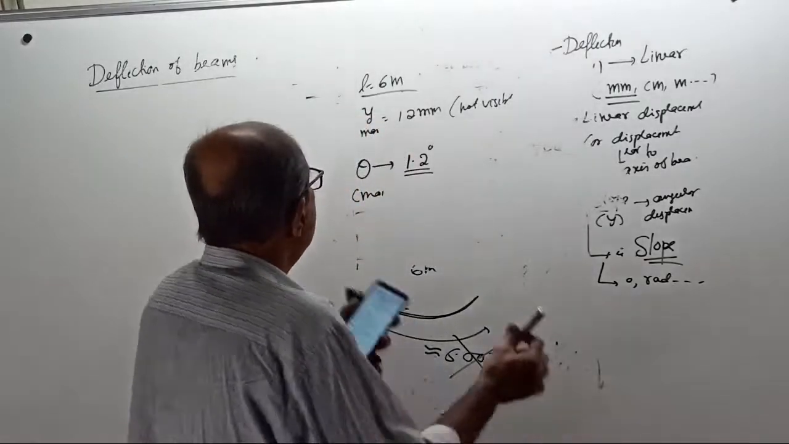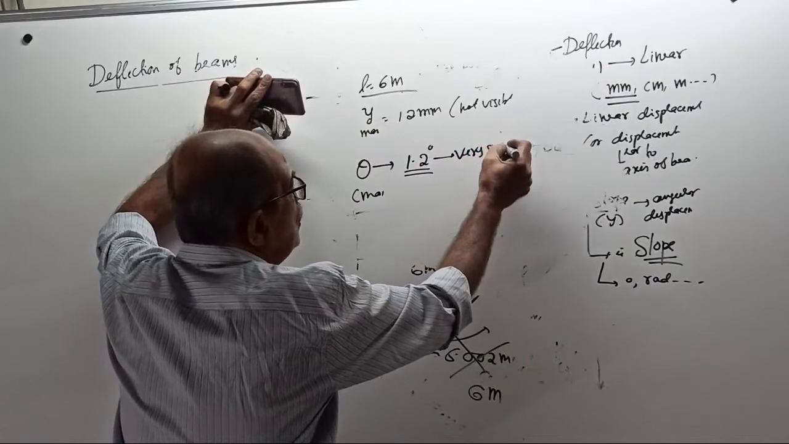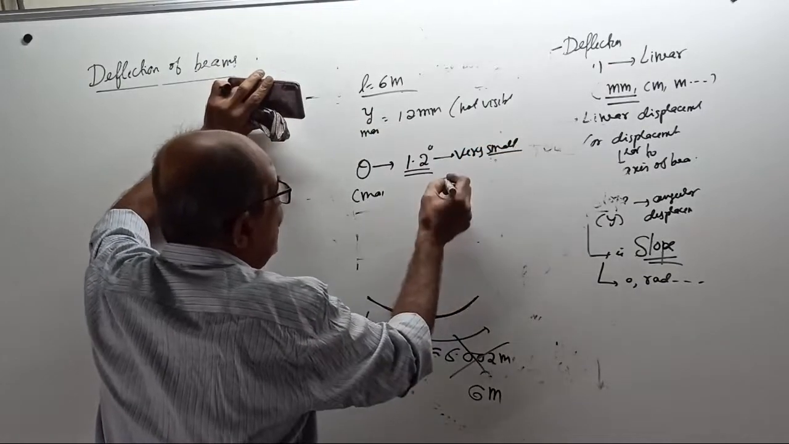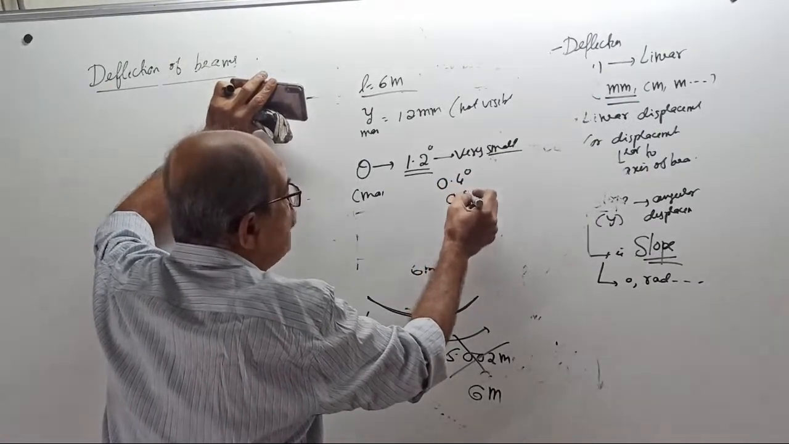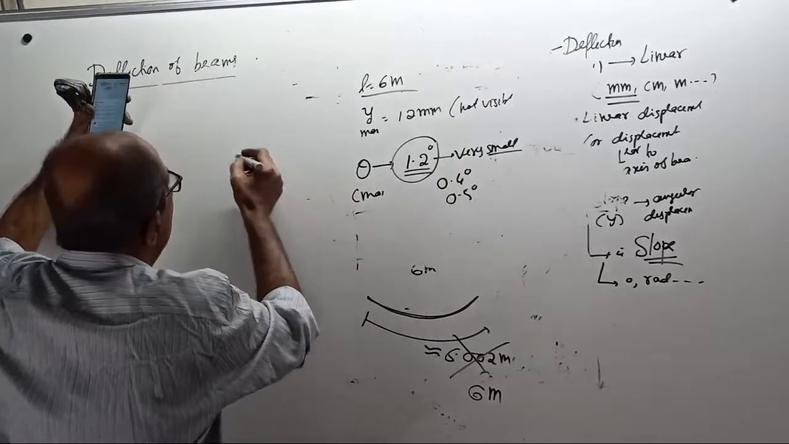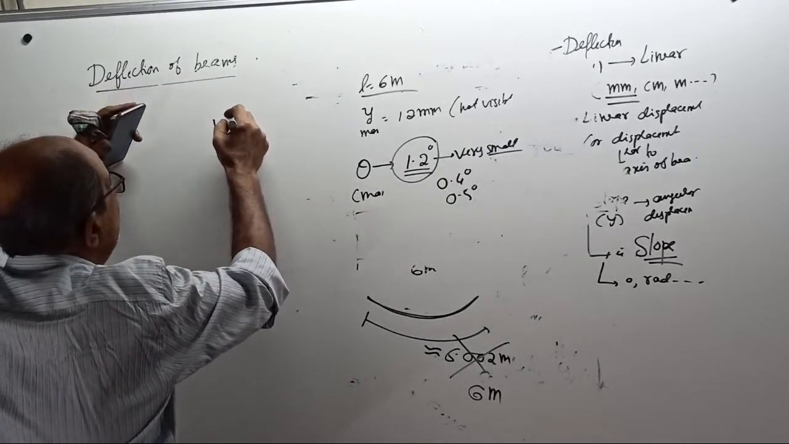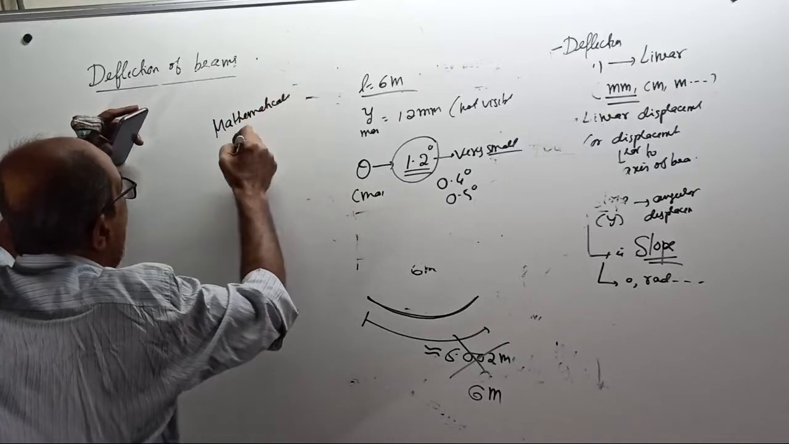Now, since this angle is very small, remember 1.2 actually is not very small. Actually, usually you get 0.4 degrees, 0.5 degree like that. Even if you take 1.2 degrees, you know mathematically, for practical purposes.